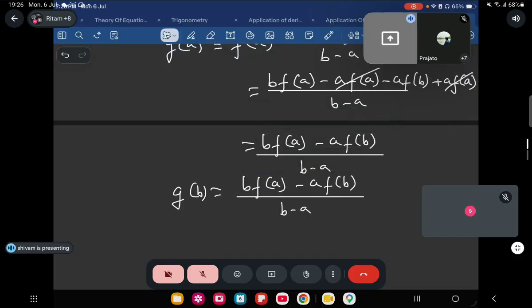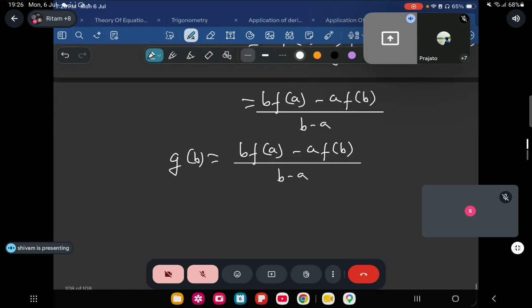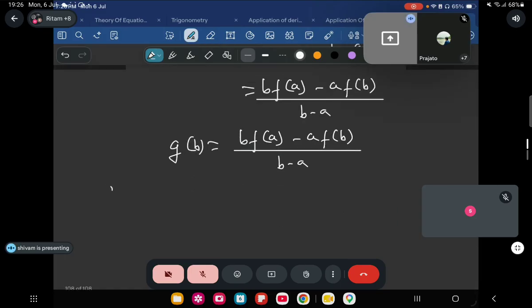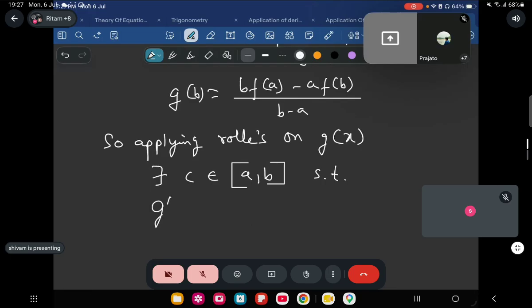Okay. Once you see that g of a and g of b are the same, can I apply Rolle's theorem over here? Tell me. So applying Rolle's theorem on g of x, there exists some c belongs to the closed interval a comma b such that g dash at c must be equal to 0.